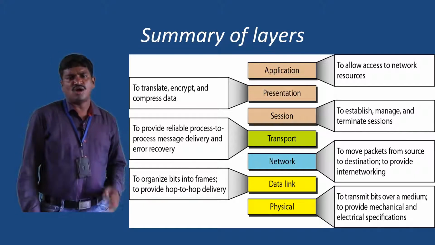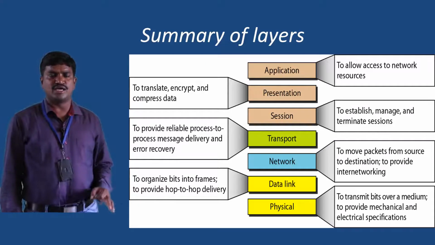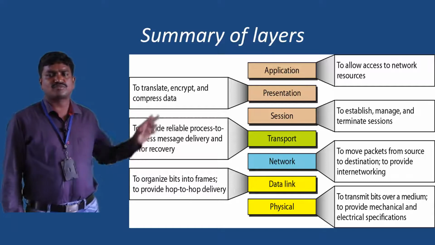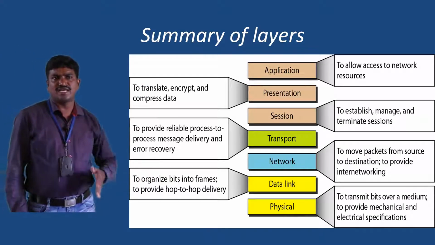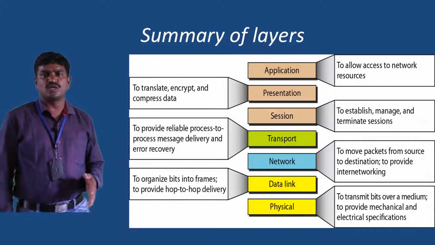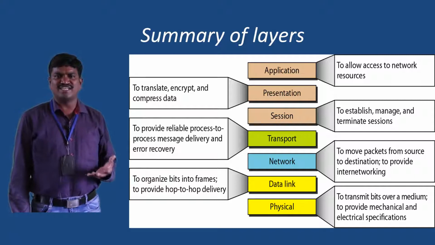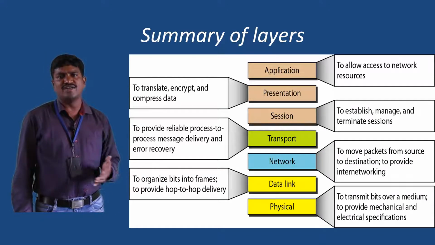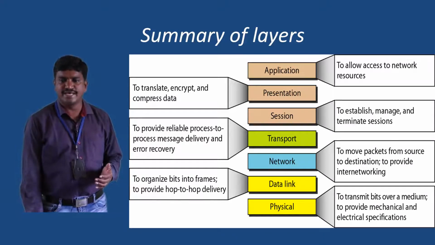This way, all the basic functionalities required for data communication are well described and explained in the OSI model, with a clear-cut division of the network into an acceptable number of layers. 7 is an acceptable number, where every layer has a well-defined functionality. So now let us get into the next slide.